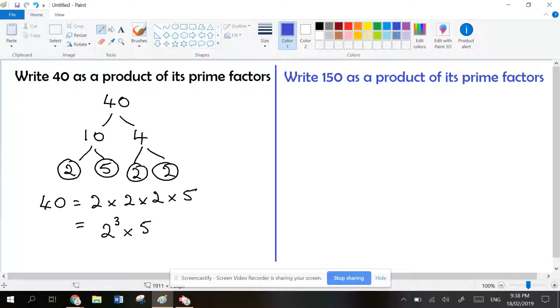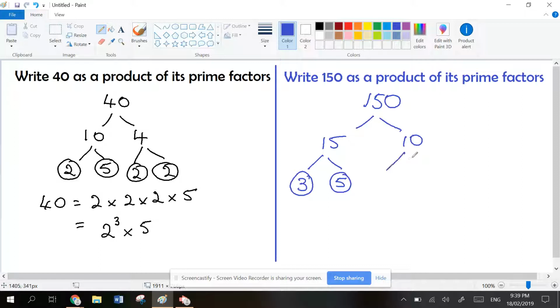Okay, our second problem here is to write 150 as a product of primes. It's quite a big number, so let's write it as 150. And most of us will make that 15 times 10. 15 is not a prime, so we're going to split that up again, and we're going to make that 3 times 5. 3 is a prime, 5 is a prime. Put a circle around it. That'll just stop us continuing the branches.